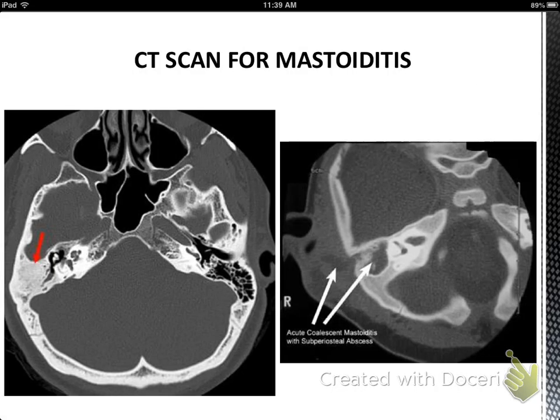As you can see here, these are CT images that show inflammation and infection of the mastoid air cells. Just as I mentioned, untreated mastoiditis may spread through the temporal bone and into the cranium. Meningitis and epidural abscess and other brain abscesses are possible complications of mastoiditis and are very serious and extremely potentially fatal.